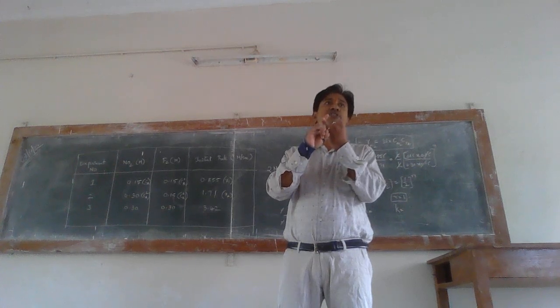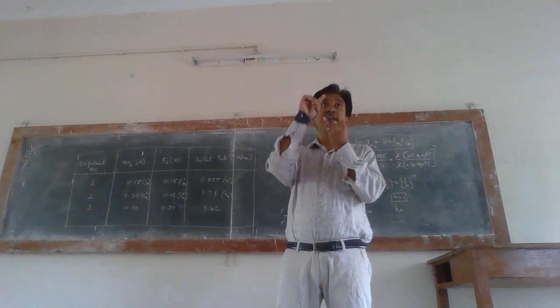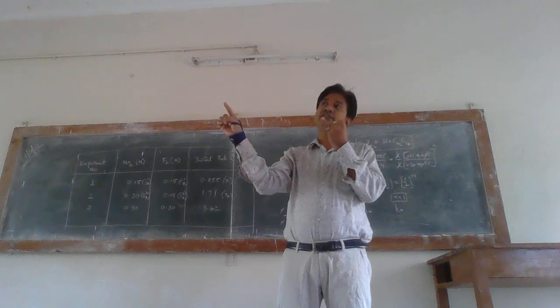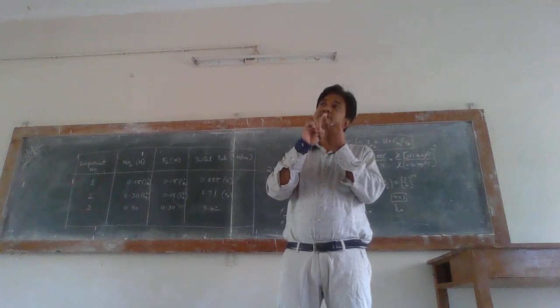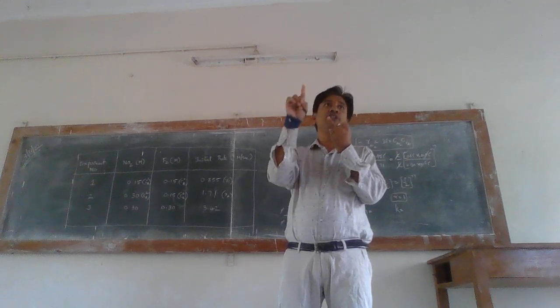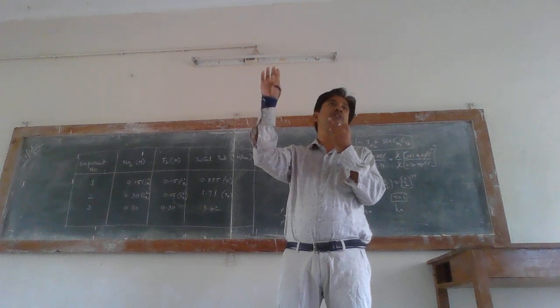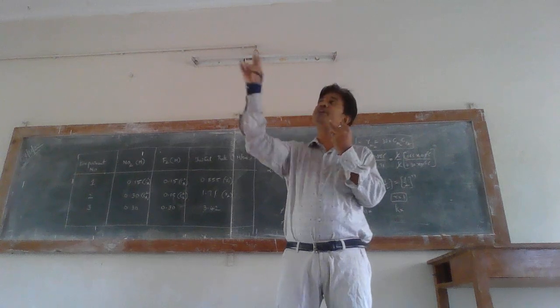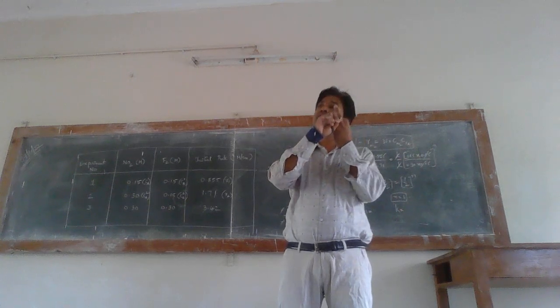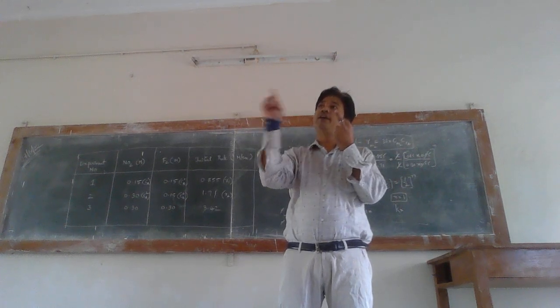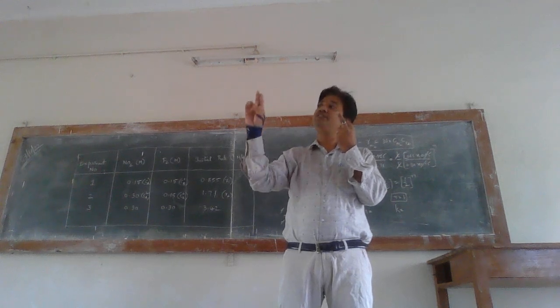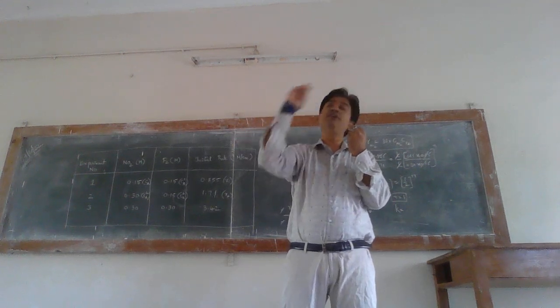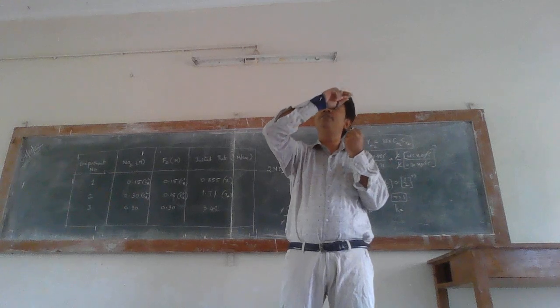Zero order reaction is one in which the reaction rate is independent of the concentration. First order reaction is one which is proportional. That means if I increase the concentration by 1, rate will also increase by 1. If I double it, it will be double. If I triple it, it will be triple. For second order reaction, power 2. That means if I double it, it will be 4 times. If I triple it, it will be 9 times.